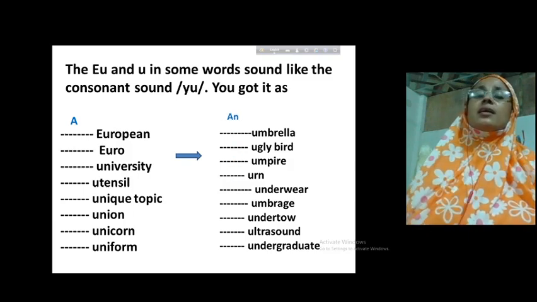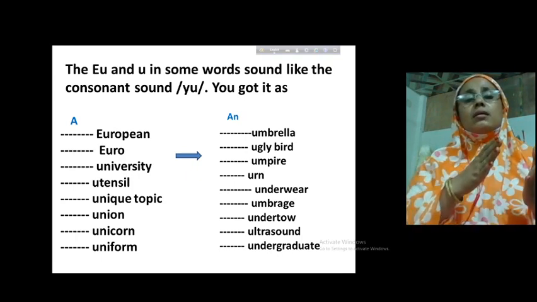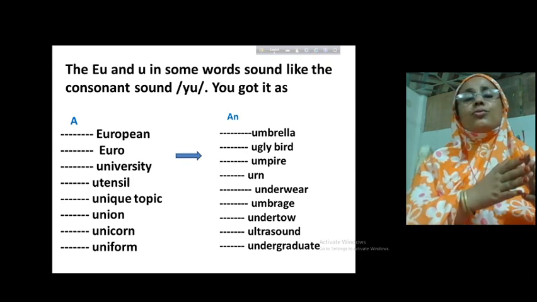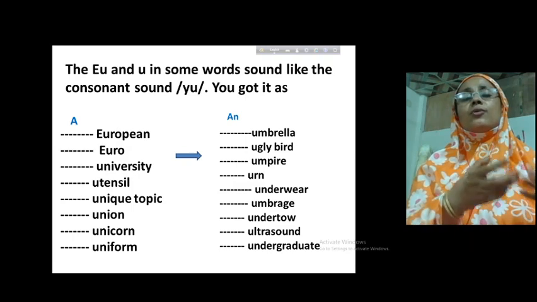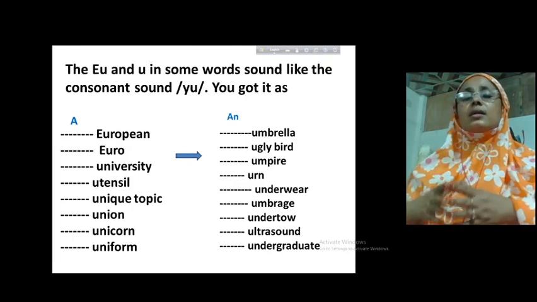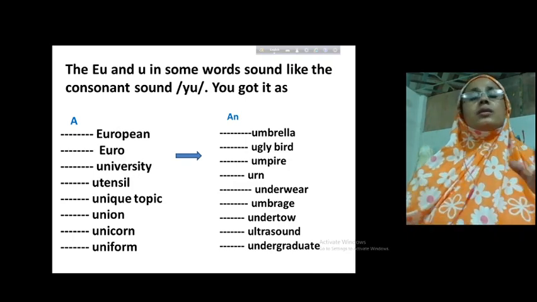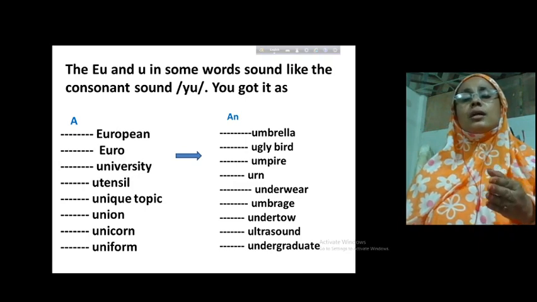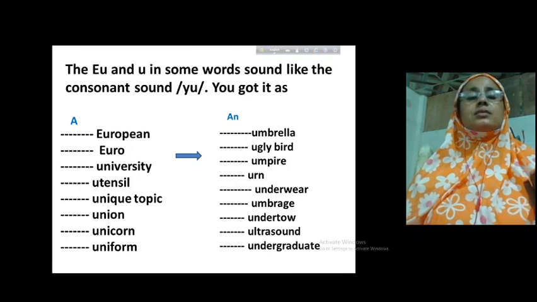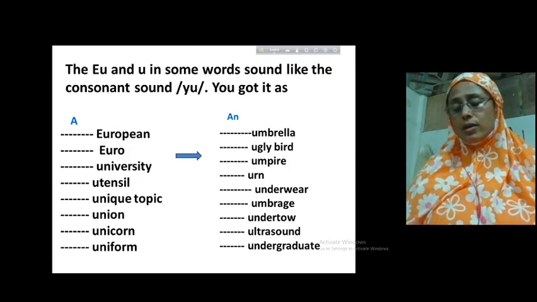Great. You will use a and an because we have the difference here. In the first column the words sound like Y, and in the second column the sound is like a vowel. So when it sounds like a vowel, you will use an. And if it sounds like a consonant, then you will use a. Very good.